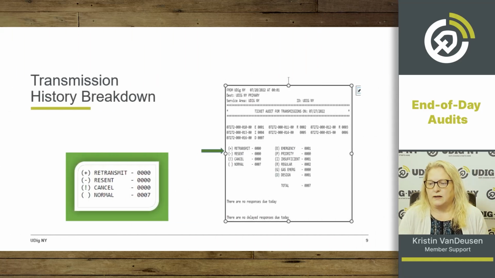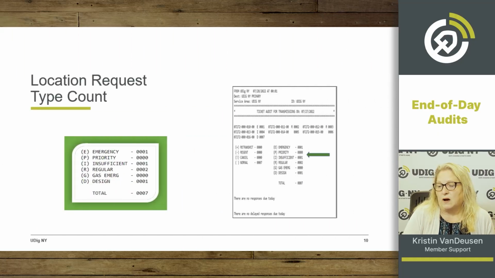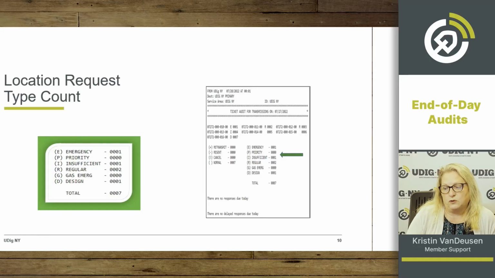In the center of the audit, after the listing of location requests, you will find a breakdown of your transmission history for that specific day on the audit. The first column will report how many types of transmissions you had. And there's certain categories. There's 4 categories called retransmit, resent, cancel, and normal. The second column of the audit will list the location request history by type. This column will help you verify how many requests you received or how many types you received.